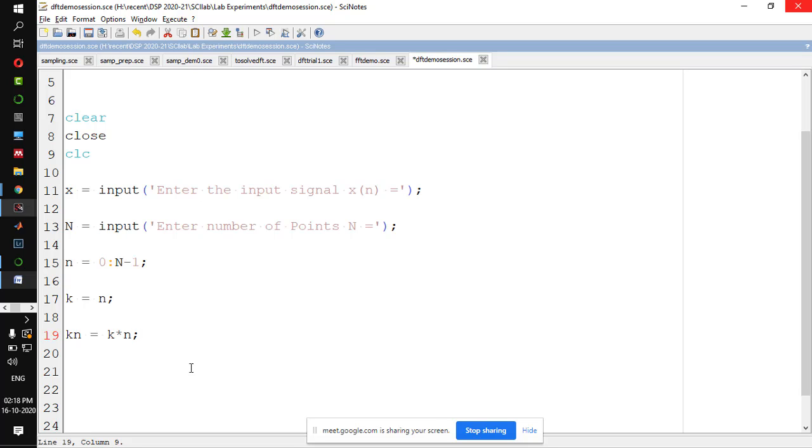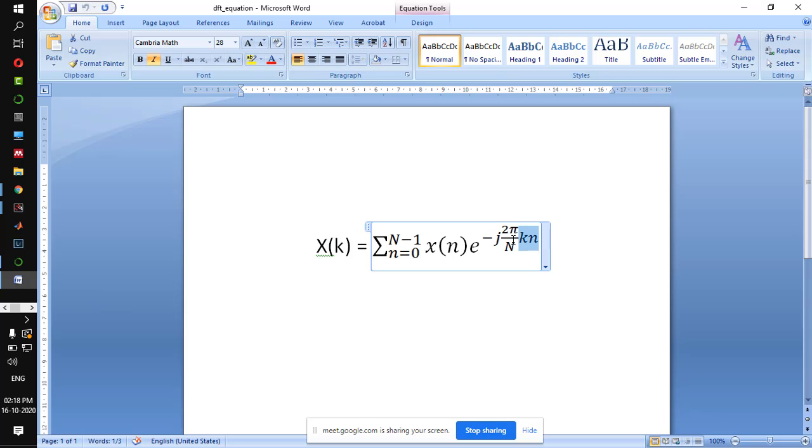What are we expecting? Mind you, k is not a single number, n is also not a single number. K is varying from 0 to 3 and n is also varying from 0 to 3. As per the DFT formula, what I need is kn. Again I repeat, k is varying from 0 to N minus 1, n is also varying from 0 to N minus 1. What I need is kn, so that I can implement this equation.